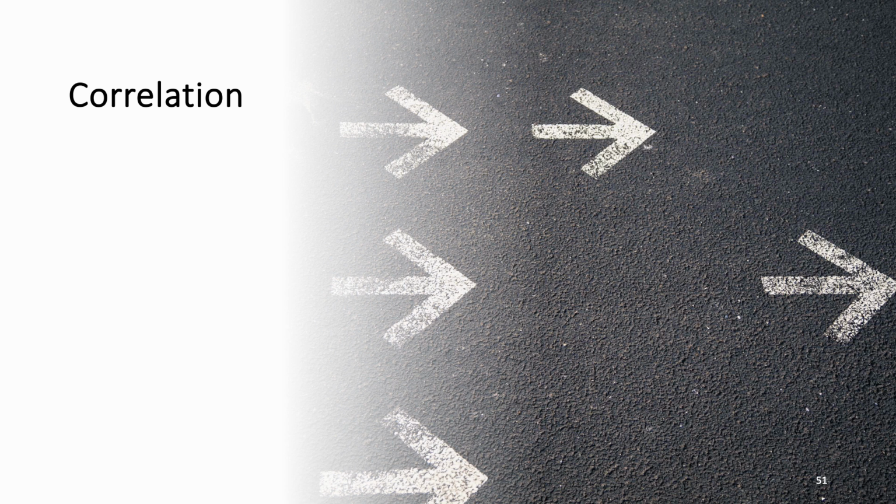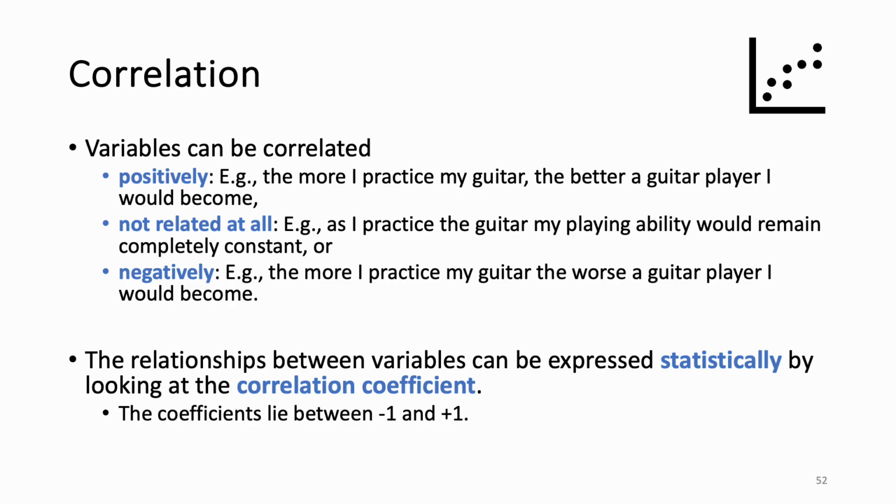In the next slides, we will talk about these correlation tests, and we will also see an example of how to conduct this test using the R statistical tool. Okay, the variables can be correlated in different ways. They can be correlated positively, they can be not related at all, or they can be correlated negatively. So let's see some examples to understand these different options.